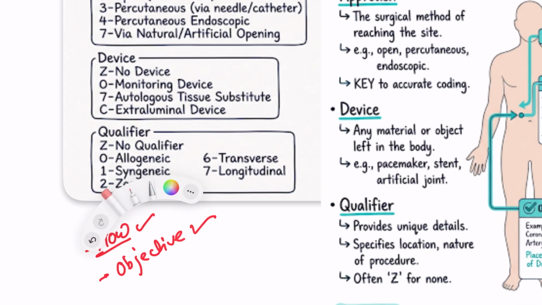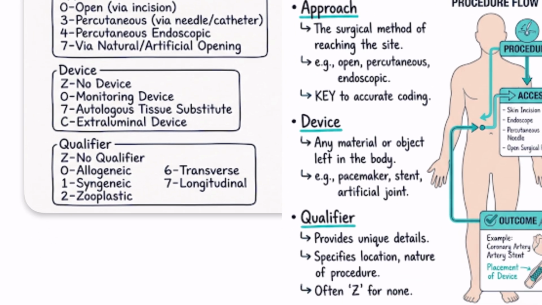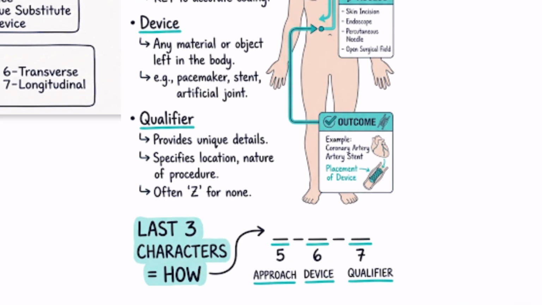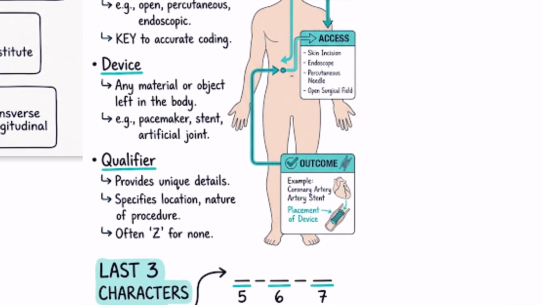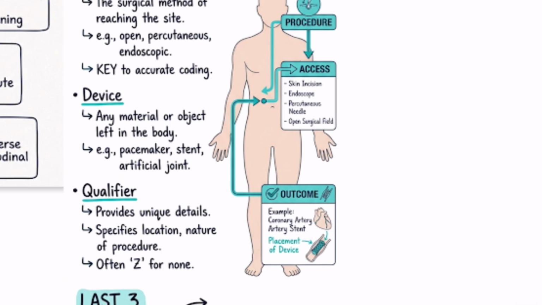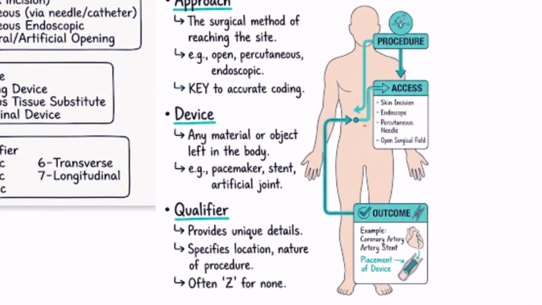I will also be uploading a separate video where we'll look at all the seven characters together, so you can see the complete picture in one place. But today we are going to slow down and focus on the last three characters: approach, device, qualifier. And this is where coding starts to feel more mechanical and more interpretive.